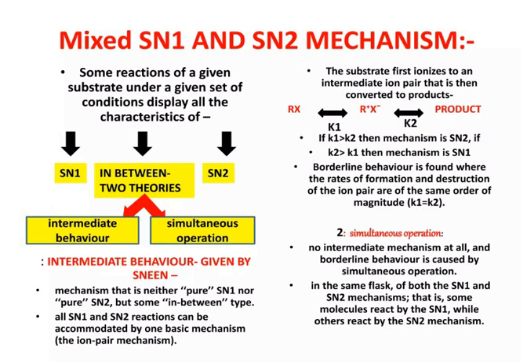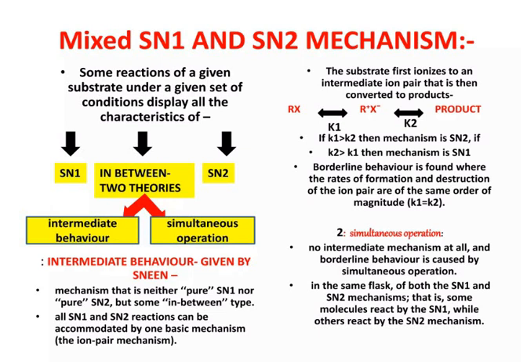All SN1 and SN2 reactions can be accommodated by the basic mechanism, the ion pair mechanism. The substrate first ionizes to an intermediate ion pair that is then converted to products. So RX, R+ X-, and products, with rate constants K1 and K2. If K1 is greater than K2, then the mechanism is SN2. If K2 is greater than K1, then the mechanism is SN1. So borderline behavior is found where the rates of formation and destruction of the ion pair are of the same order of magnitude, K1 equals K2.